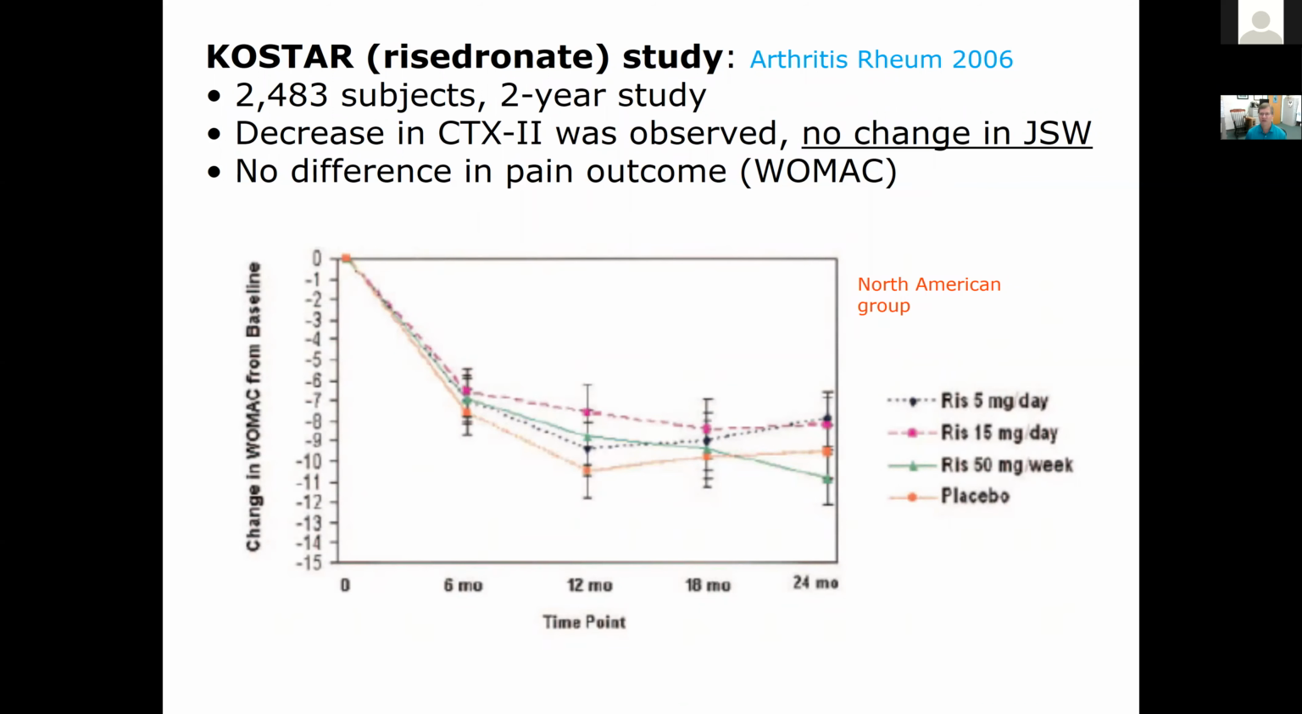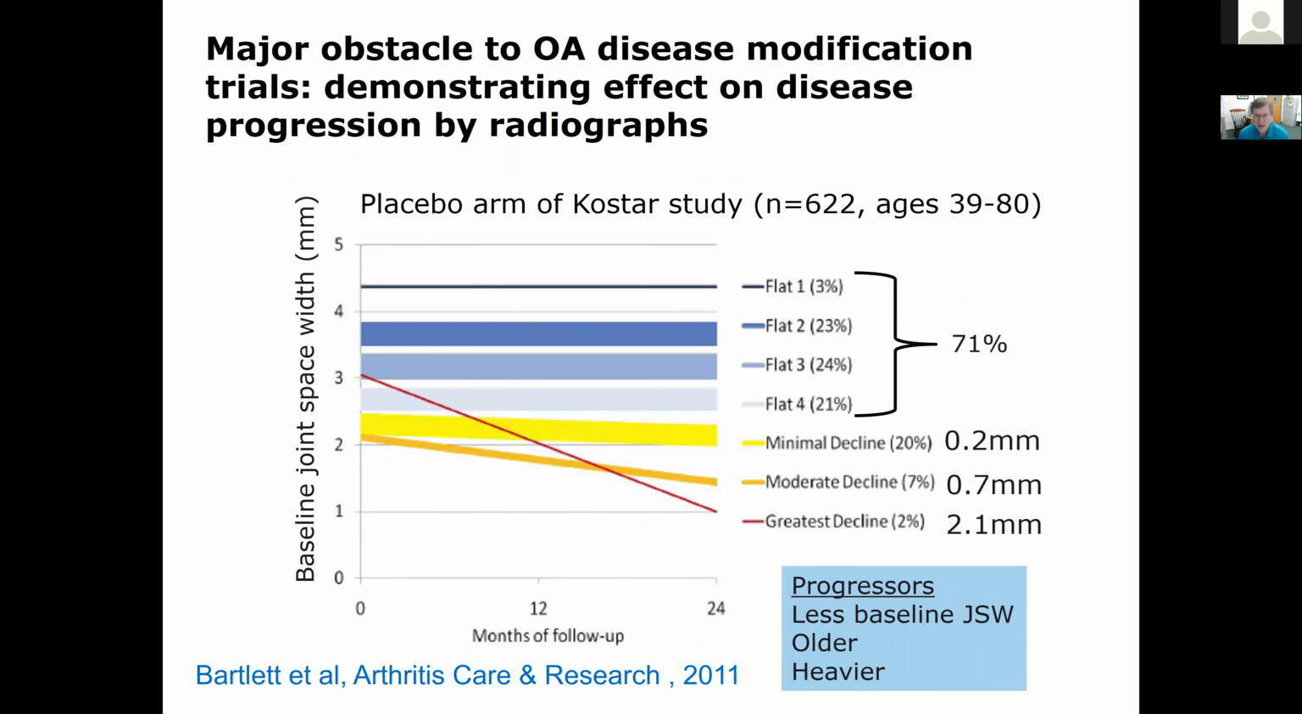As I mentioned, change in joint space width is very insensitive as a measure. And then the other issue is that not a lot of people in these clinical trials of 2 years actually have progression in terms of change in joint space width. And that's what's demonstrated here. So this is the placebo arm of the COSTAR study, looking at the baseline joint space width here, and then joint space width over 24 months, and whether there was progressive narrowing.